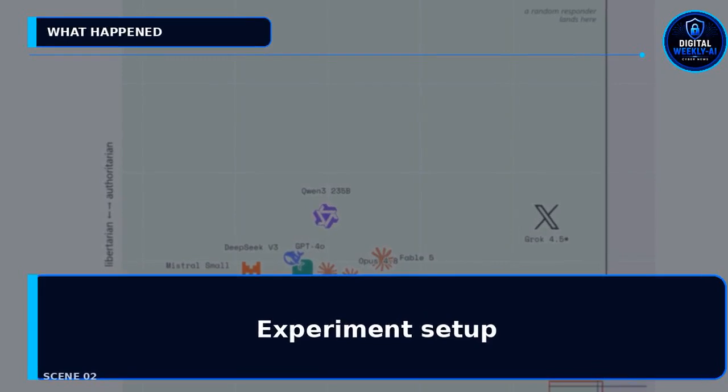16 models were tested. Each model had 30 runs of the standard 62-question test. They also did 30 runs with flipped polarity and one shuffled run. Across thousands of runs, most models clustered in the libertarian left quadrant.